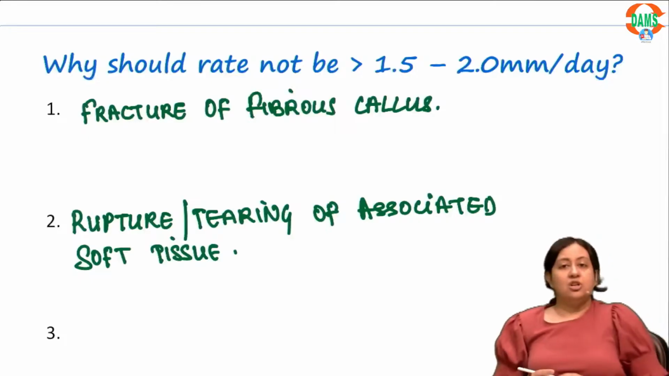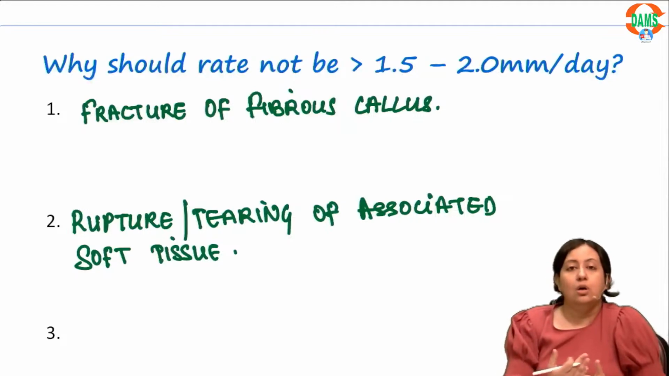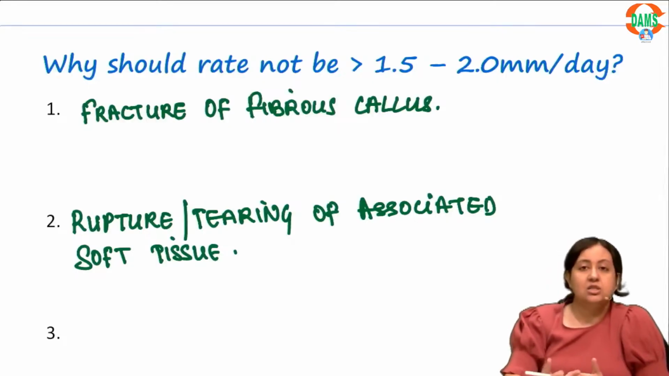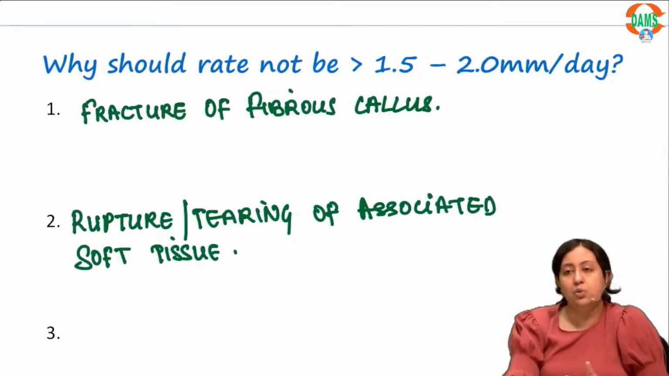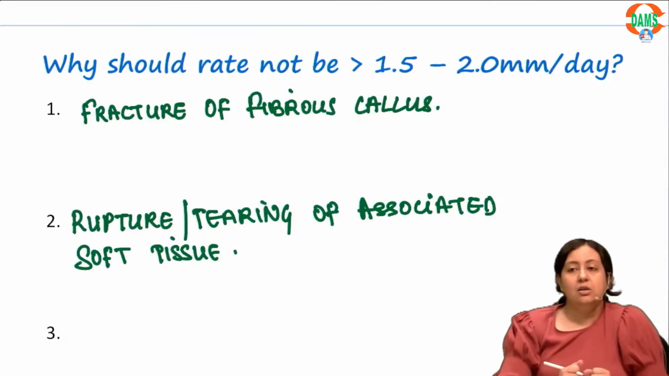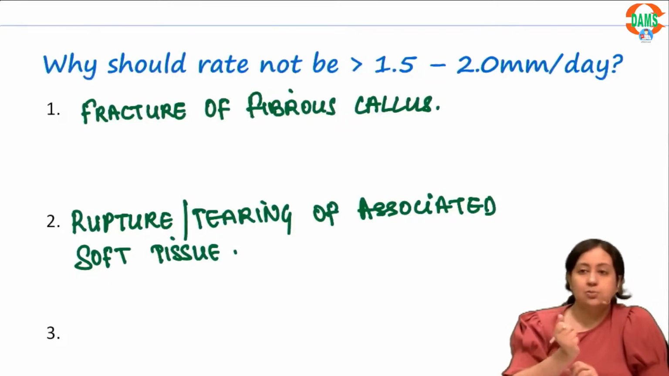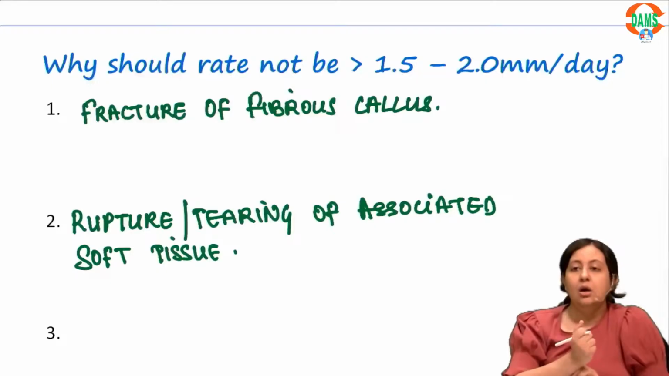So you remember in the distraction histogenesis session, in the second slide, I told you that soft tissue is also growing along with the distraction osteogenesis process. So what will happen? If the rate of distraction is higher, more than 1.5 to 2, the soft tissue will tear. Alright, then again what will happen? Everything will be exposed to the external environment. Why? Because there will be no soft tissue cover.